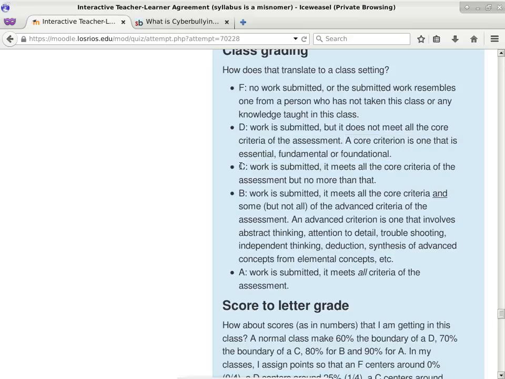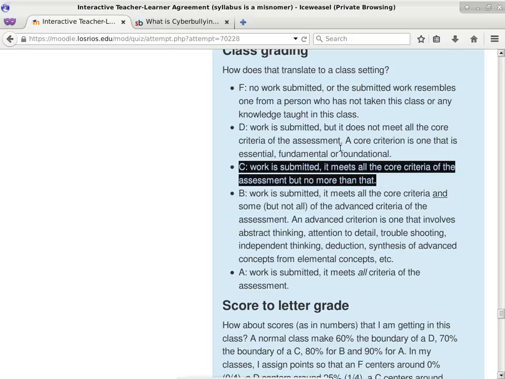What is a C? Well, something is turned in, it meets all the core requirements, but no more than that. Okay, it's just adequate, sufficient.